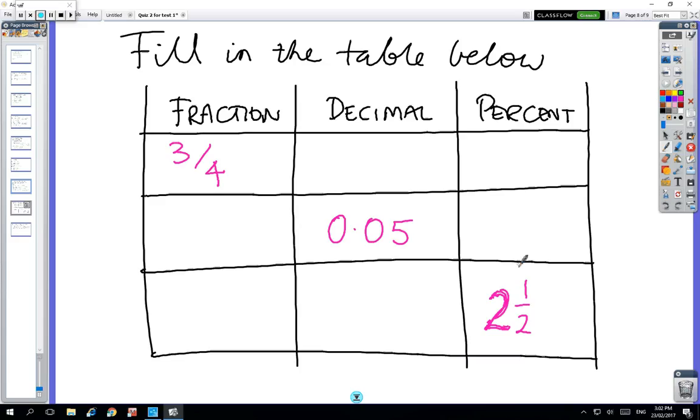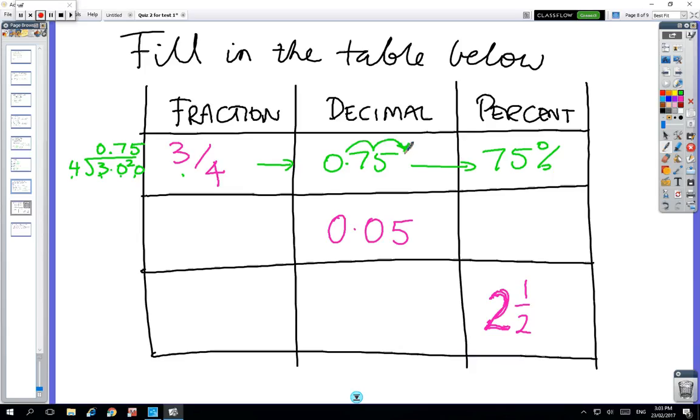Again, some of these ones are straightforward. Like 3/4 is just 0.75, and 0.75 is 75%. If you're not sure how to do it, 4 into 3.0, so 4 into 3 doesn't go, decimal place goes up. 4 into 30 goes 7, 2 remainder. 4 into 20 goes 5, so 3/4 is 0.75, and then to go from there to there, you just multiply by 100, so you get 75%.